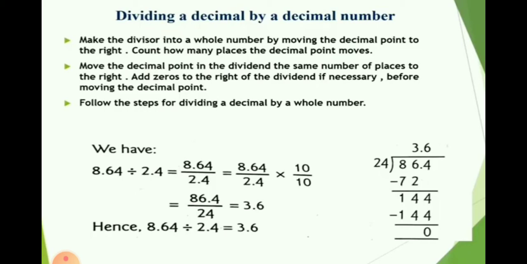Suppose we have to divide 8.64 by 2.4. So you can see here in your divisor there is one decimal place, or one digit after the decimal. So first we have to remove this decimal from the divisor. You can see we have to divide 8.64 by 2.4. So first we will multiply 2.4 by 10 to move the decimal one place towards the right.